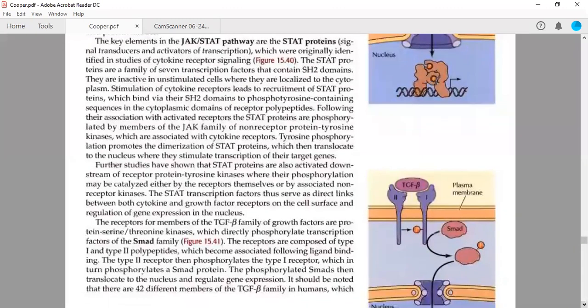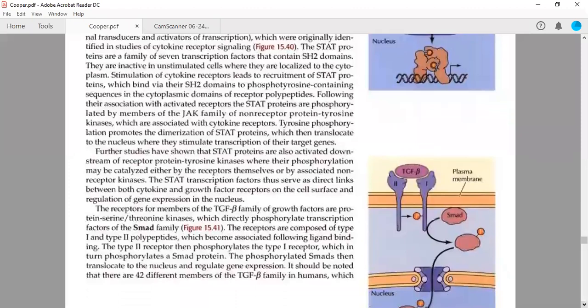Now the second kind of signaling, which is the topic of this particular class, is transforming growth factor beta signaling. And this particular signaling is happening via two kinds of receptors. One kind of receptor is called type one, and the second kind of receptor is type two. So they are quite different.